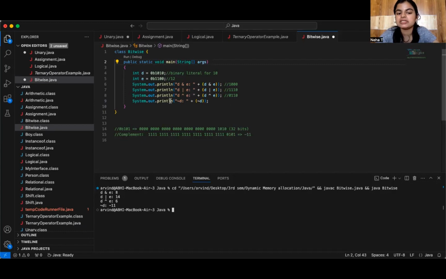And now for the bitwise NOT operator, here 0b1010 is 0b01010. 10 will be taken as 1010, but there are 32 bits, with leading zeros that are usually not taken into consideration. But for NOT, since we are taking the complement of these also, they will be taken. So we'll have the complement, and this will evaluate to minus 11. So minus 11 will be the answer for NOT D. So this is all about the bitwise operators.